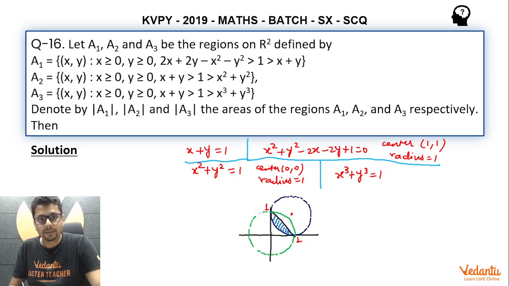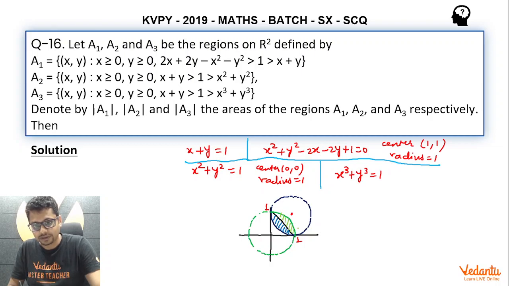Now coming to A2, x plus y is greater than 1. That means with respect to this line x plus y equal to 1, it is that region or portion which does not contain the origin, so above this line. And x square plus y square minus 1 less than 0, that means the region inside the circle having center at the origin and radius 1. So inside the circle and above this line, this is the region.